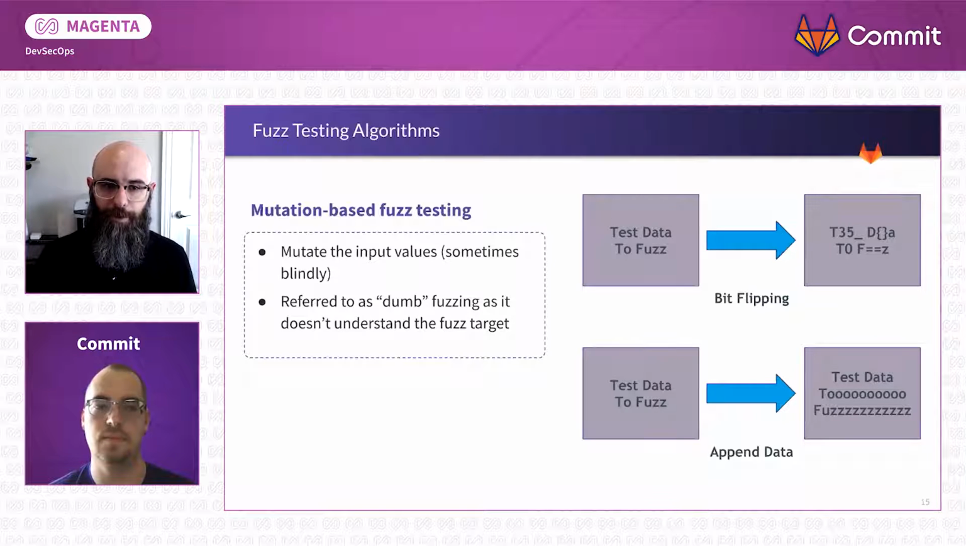And what mutation does is it takes the input blindly and just starts modifying it. This is commonly referred to as dumb fuzzing because it doesn't understand the structure the application is expecting. Two common ways this occurs.